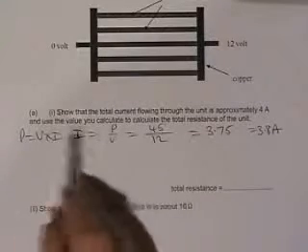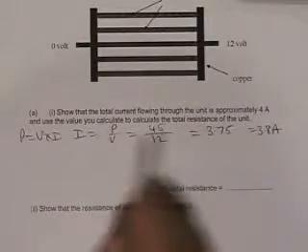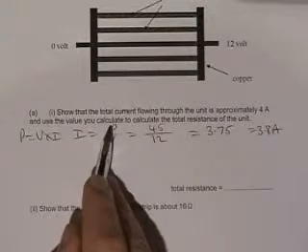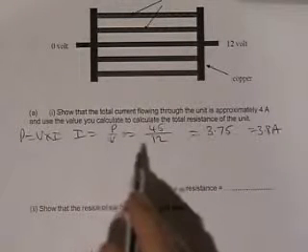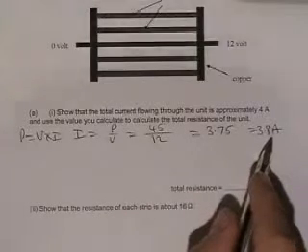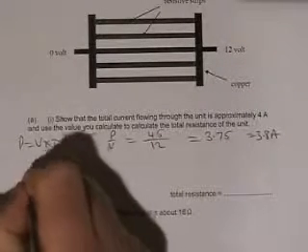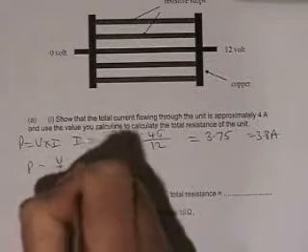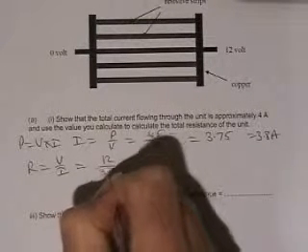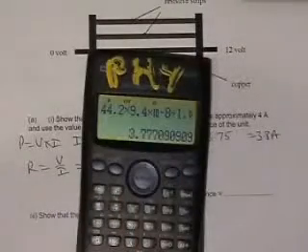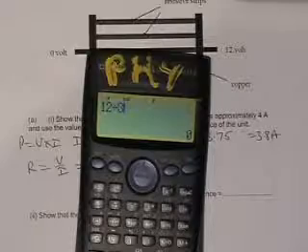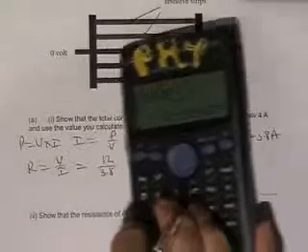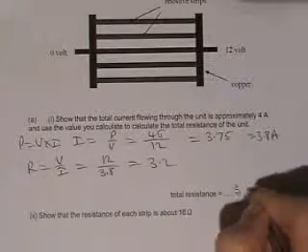Next bit of the question: use the value you calculate. So it doesn't want you to use 4, it wants you to use 3.8 to calculate the total resistance of the unit. So if we know the current, and we know it was a 12 volt battery, the resistance R equals V over I, which is equal to 12 divided by 3.8. 12 divided by 3.8 equals 3.16, let's put 3.2 ohms.